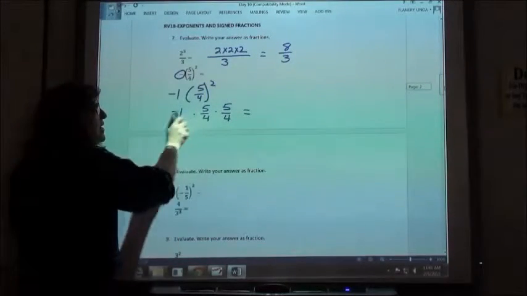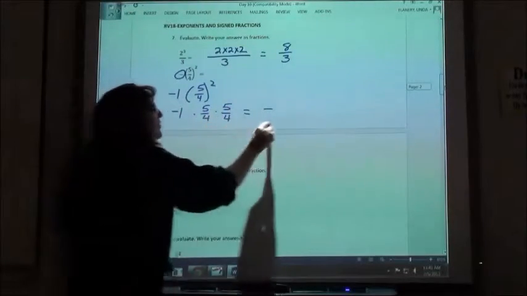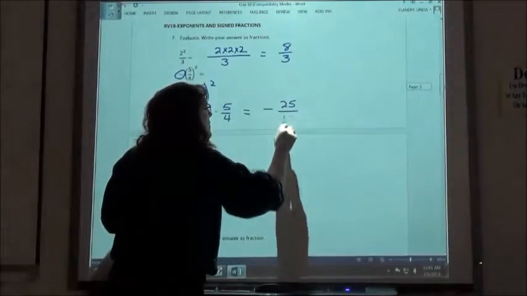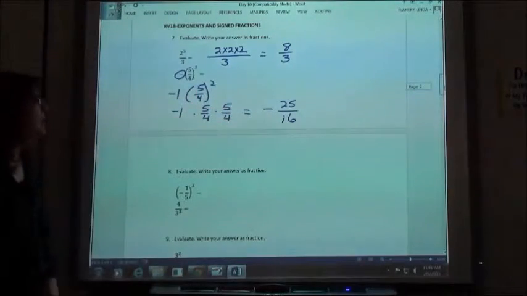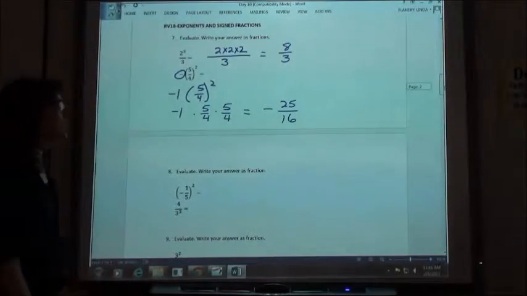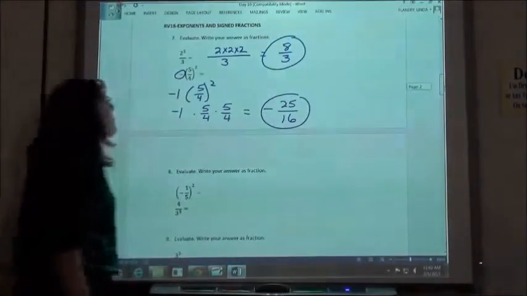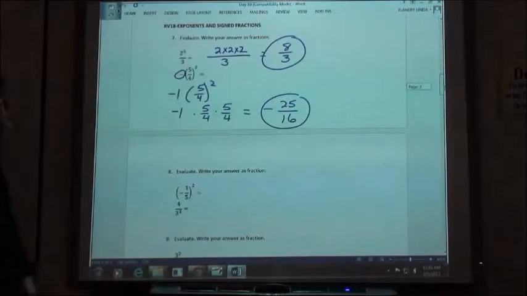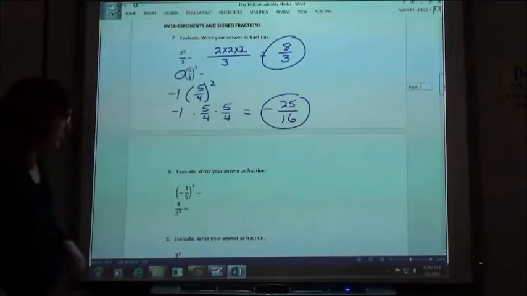This is going to give me a negative answer since there's only one negative sign. 5 times 5 is 25, and 4 times 4 is 16, because I know 1 times anything stays the same thing. So I'm going to end up with a -25/16 for my answer. And again, if you're checking it with your calculator, punch it in just like it looks.